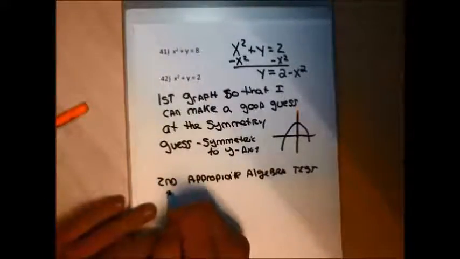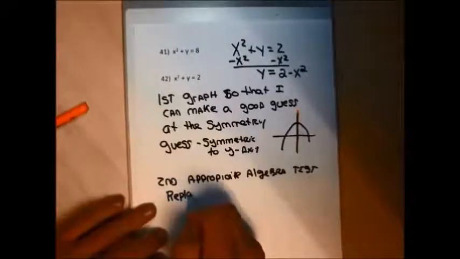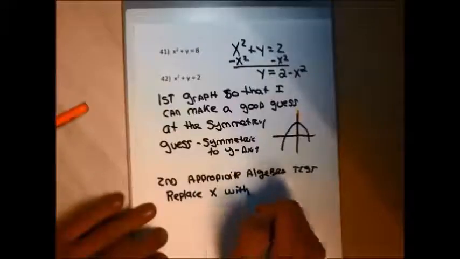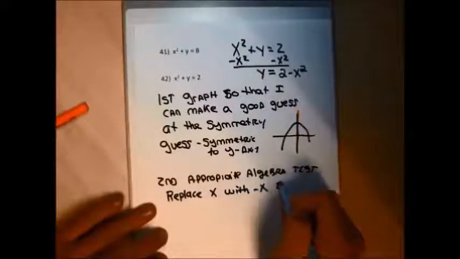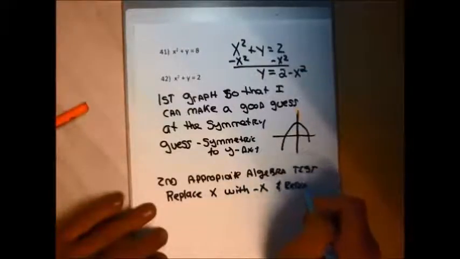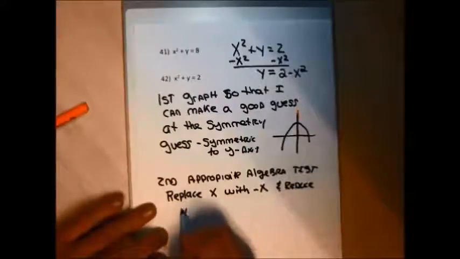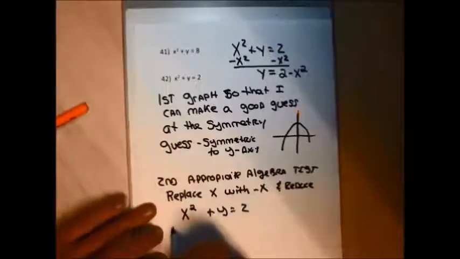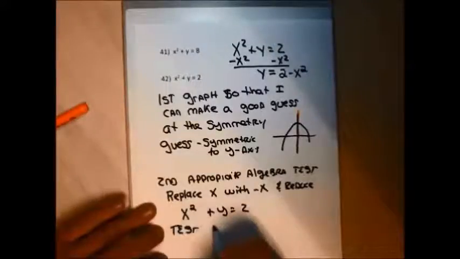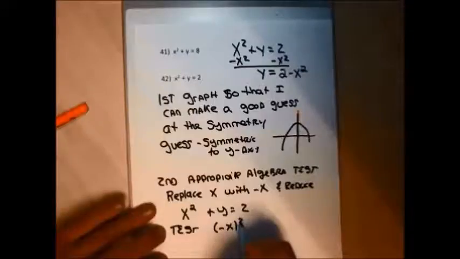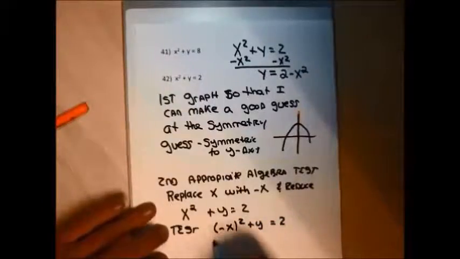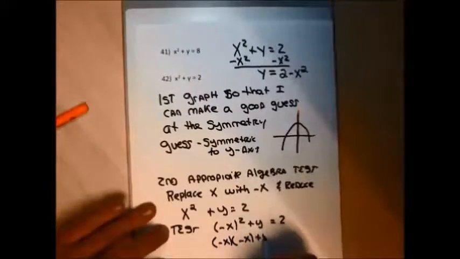The appropriate test is to replace the x with negative x and reduce. And it has to reduce to exactly the original problem. The original problem was x squared plus y equal to 2. My test is going to replace the x with negative x and see if it reduces to the original problem. So I took the original problem, did the test that I'm required to do.